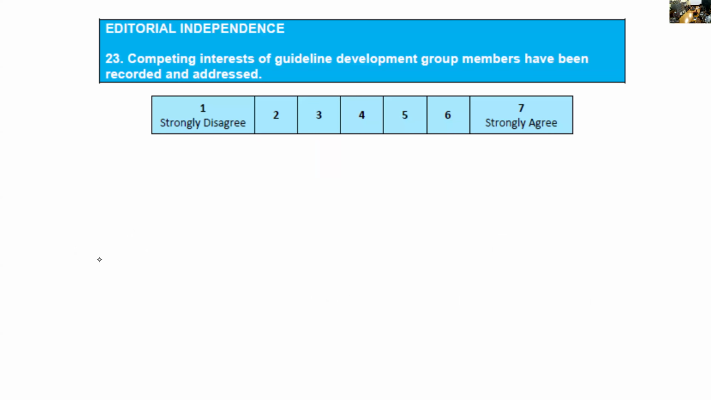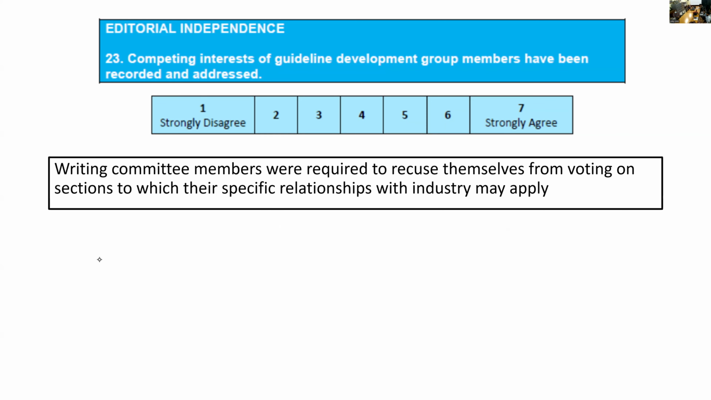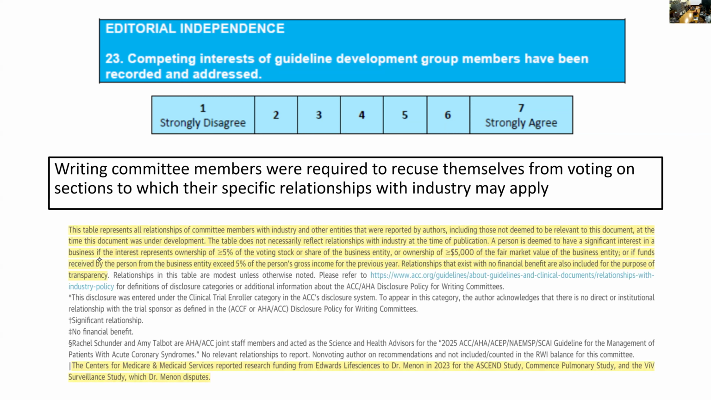Last question is: competing interests of guideline development group members have been recorded and addressed. Writing committee members were required to recuse themselves from voting on sections to which their specific relationship with industry may apply. So in fact, they had given them what it means to be related to the industry. It says a person is deemed to have significant interest in business if the interest represents ownership of more than 5% of the voting stock or share of the business entity, or ownership of more than $5,000 of the fair market value. So if you have any of these, then there is a potential conflict of interest and you will have to be out of this. So I've given them a 7 for that.